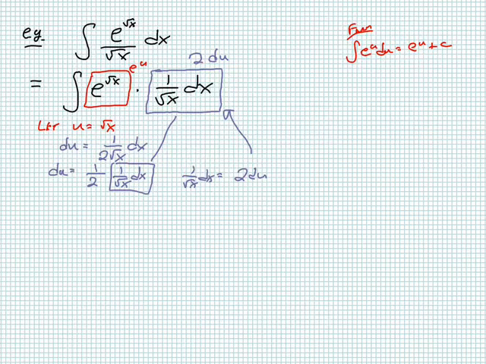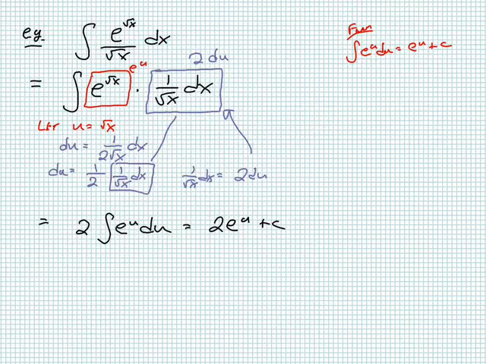So now I can write this as 2 times the integral of e to the u du. And so if I look up at my form up here, I've got 2 times this, so it's going to be 2 times e to the u plus c. So this is equal to 2e to the u plus c.